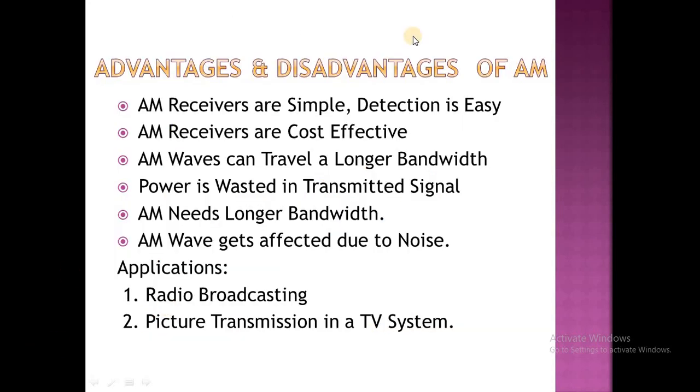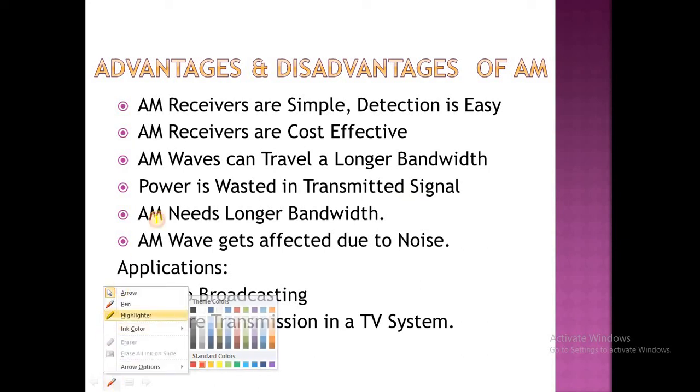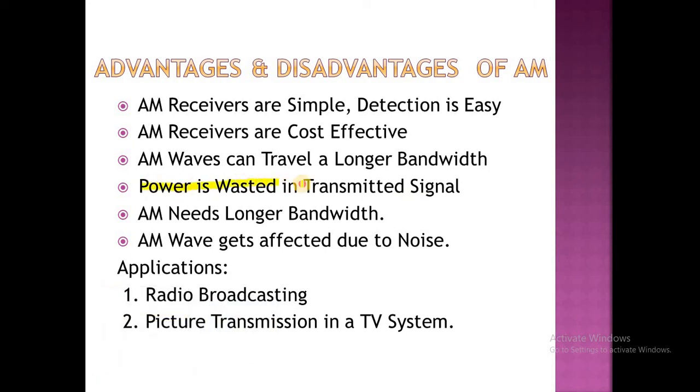And what are the advantages and disadvantages of the AM? AM receivers are very simple and detection is also very easy. AM receivers are cost effective. AM waves can travel a longer distance. Power is wasted in the transmitted signal. So all these are the drawbacks. AM needs longer bandwidth. AM wave gets affected due to noise. All these are the drawbacks of the AM.